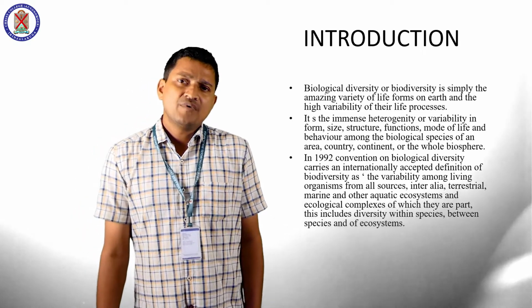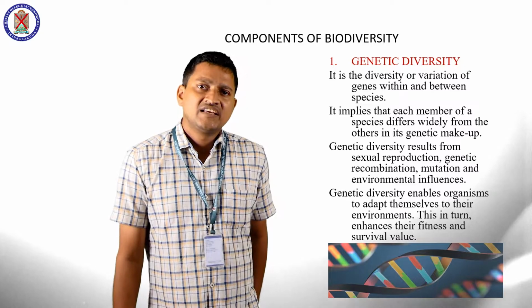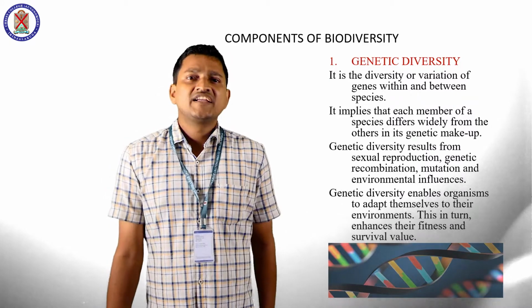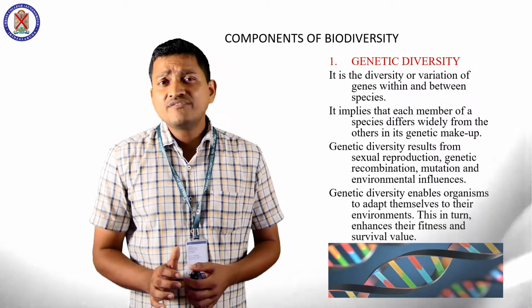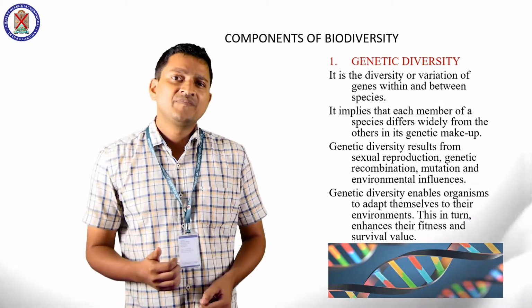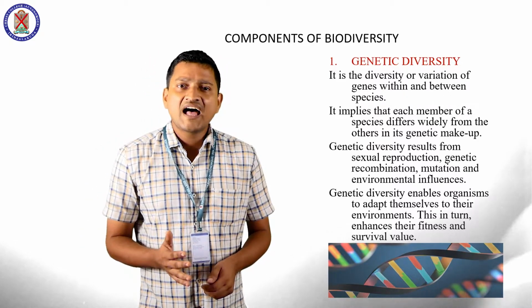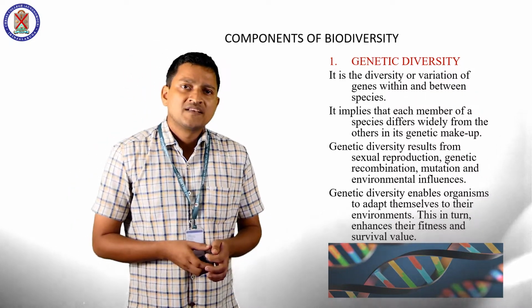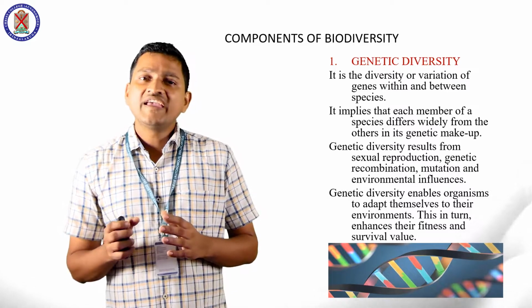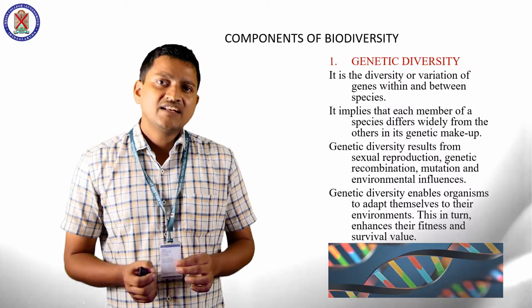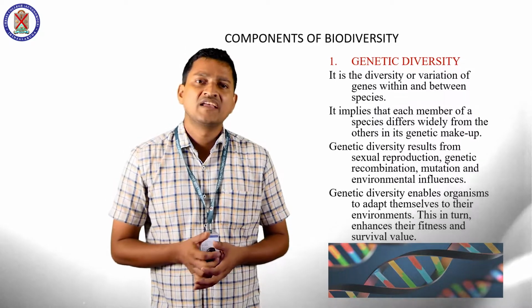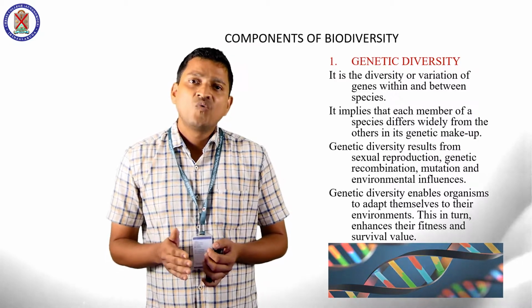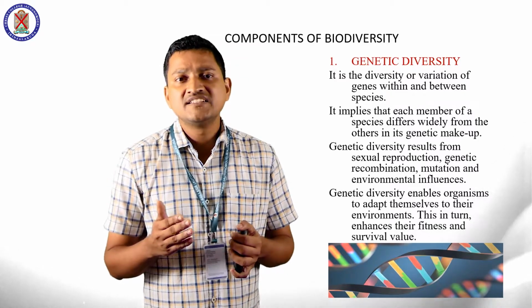Now we discuss the components of biodiversity. It includes genetic diversity. First, we deal with genetic diversity. It is the diversity or variation of genes within and between species. Simply, it is the diversity or variation of genes within and between the species. It implies that each member of a species differs widely from the others in its genetic makeup.